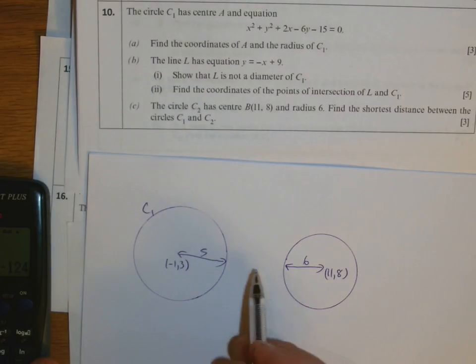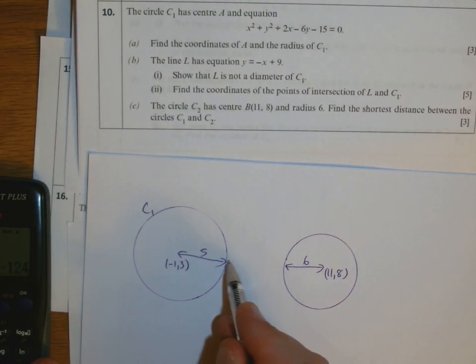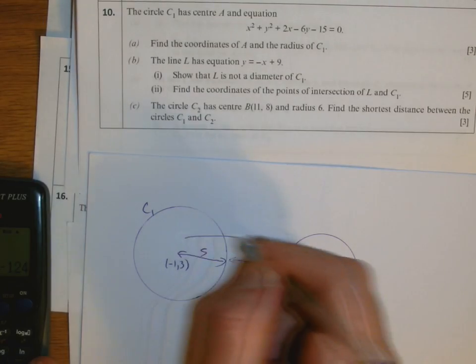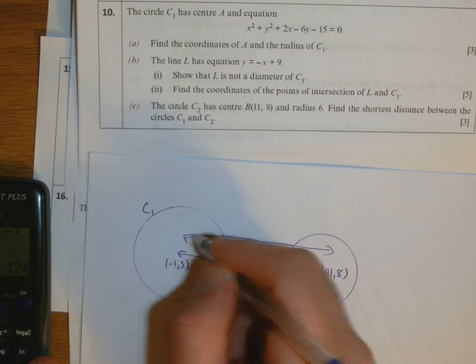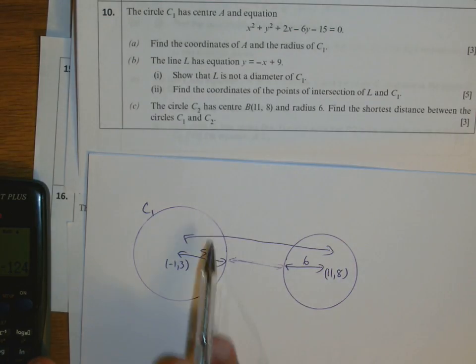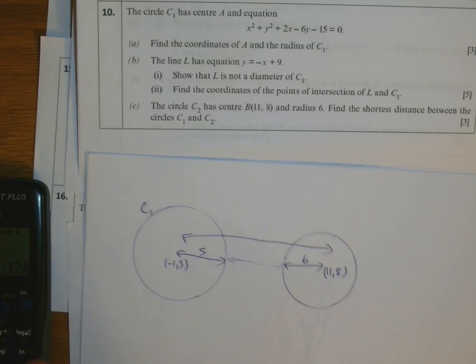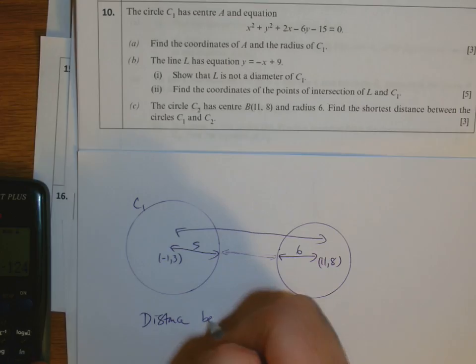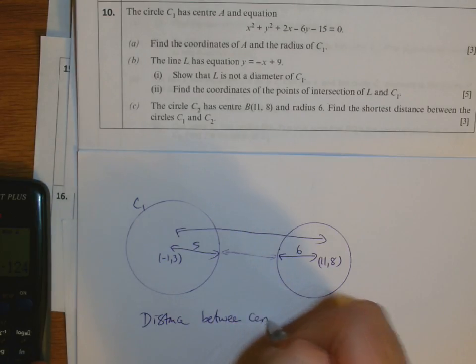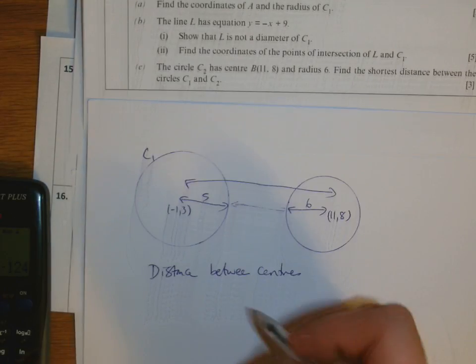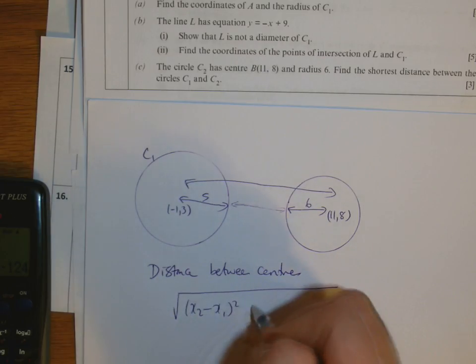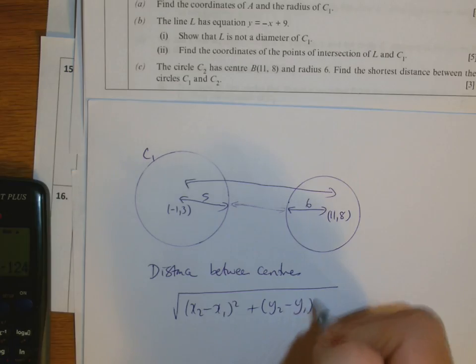Okay, now to get the shortest distance, I basically want to get the shortest distance, and if I line up the centres, that's the best way, right? Line up the centres. The good thing is I can work out the distance between the centres. Okay, I can work out that distance between that centre and that centre. So all I've got to do to get the distance between centres will be using the formula x2 minus x1 all squared plus y2 minus y1 all squared.